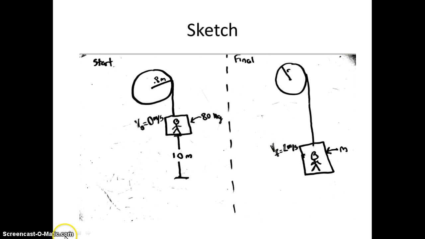So here's the sketch of the diagram of the problem. Over here you can see the pulley with 0.8 meters of radius and the crossbar, which has a total mass of 80 kilograms. Its starting velocity is 0, of course, and the total distance from the ground is 10 meters. And then the final velocity is 2 meters per second. I set the 80 kilograms as m and the 0.8 meters as r. And of course, the delta x is 0 at that point.